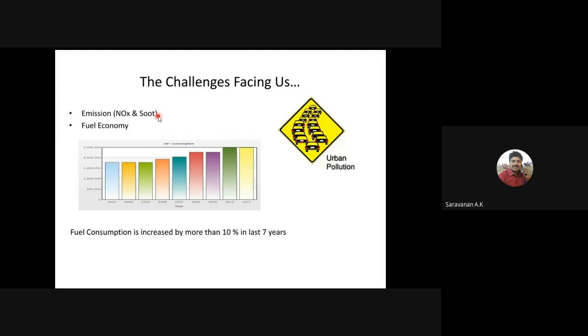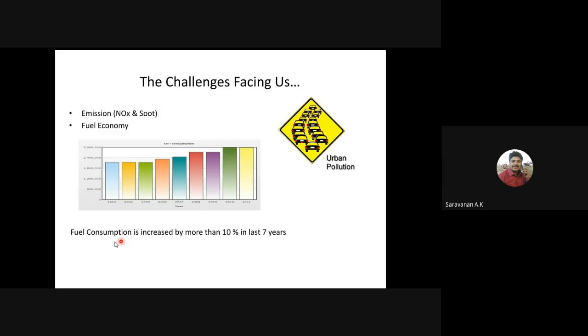The second one is lower fuel consumption and higher efficiency, for ambient air quality improvement. So we have to develop new types of technologies. In earlier days the fuel economy was good and consumption was low, but nowadays you can see the fuel consumption getting higher.